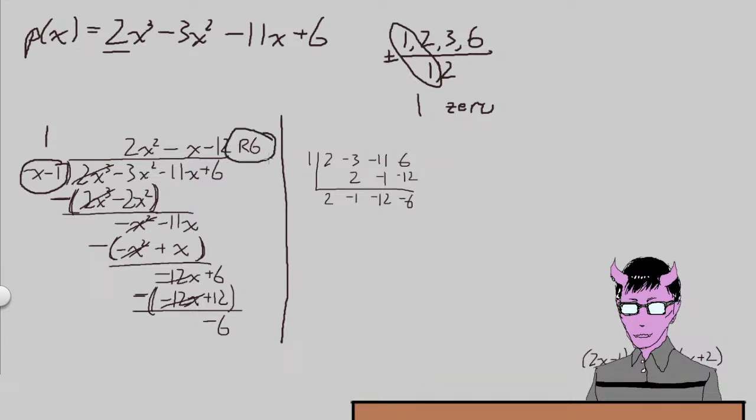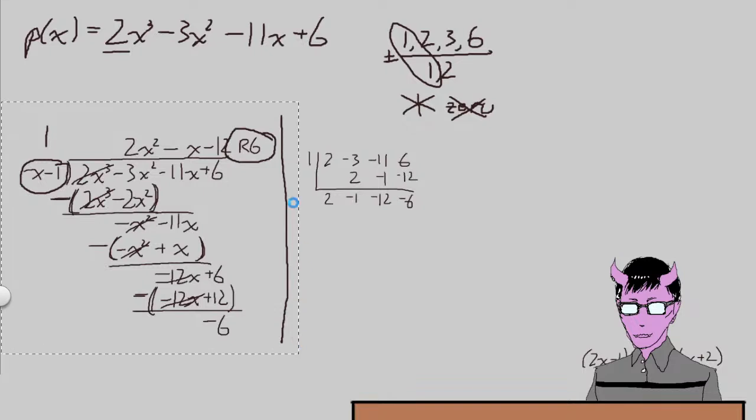We got a remainder of -6. Because this remainder is not 0, we can therefore conclude that 1 is not a 0. Because if 1 was a 0, it would have resulted in a 0 remainder. So going backwards, 1 is not a 0. It has failed as a candidate, so we can try another one. Isn't that fun?